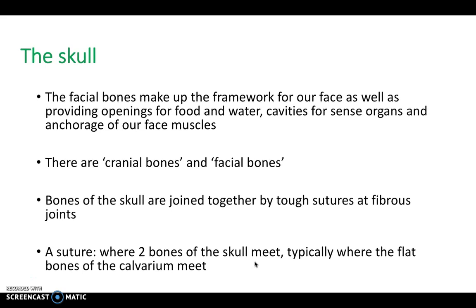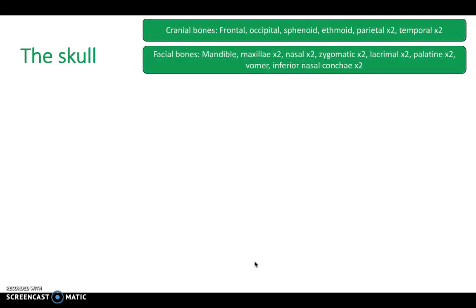So remember how there's lots of different types of joints in the body. There are fibrous joints between the tough sutures of the skull. And a suture is a point where two bones meet in the skull, and typically where the flat bones of the calvarium meet. So think about those two bones I just told you about.